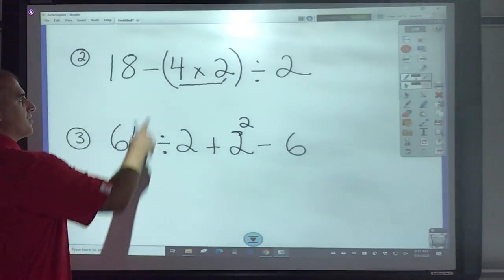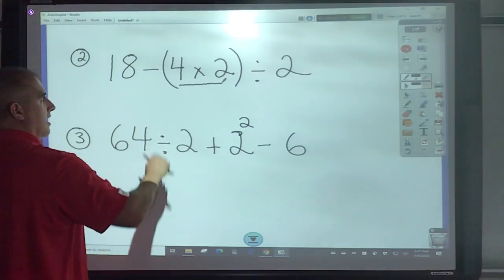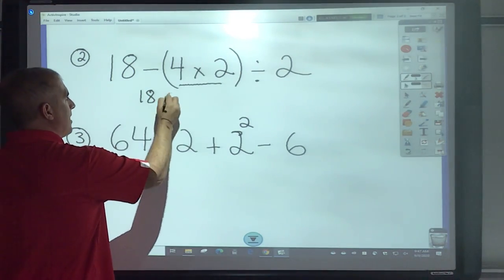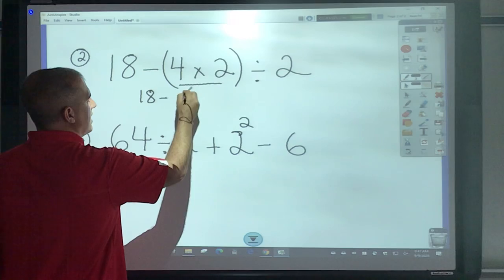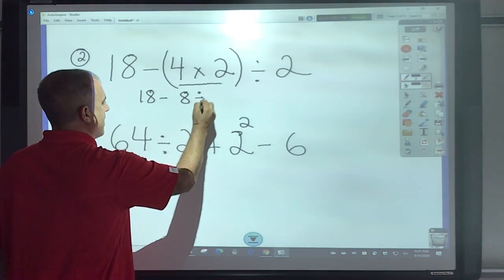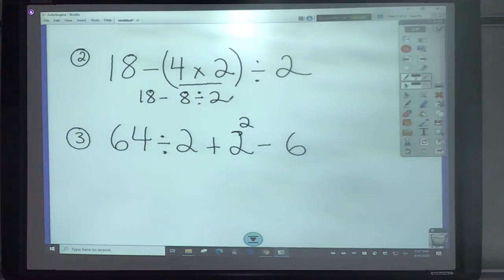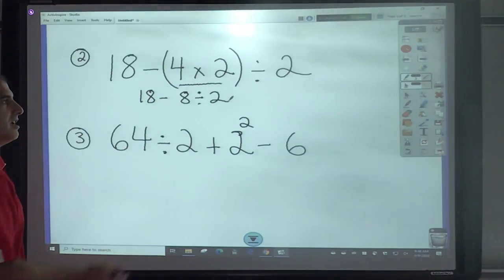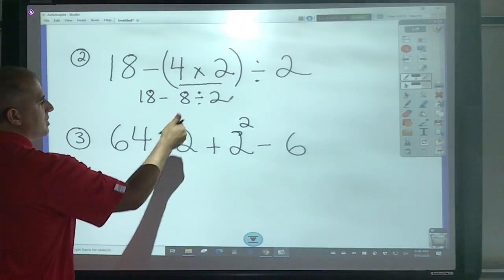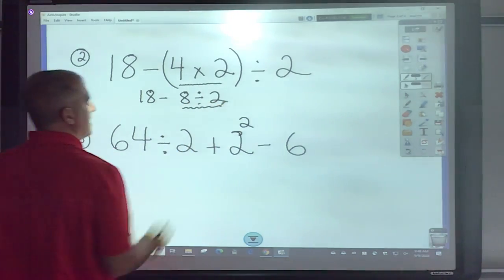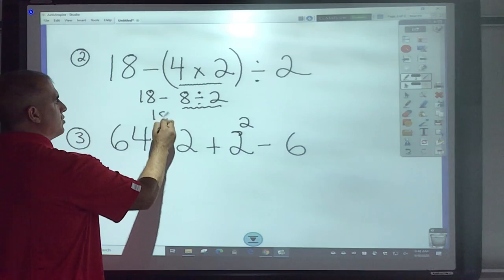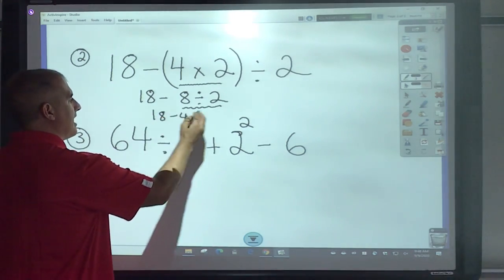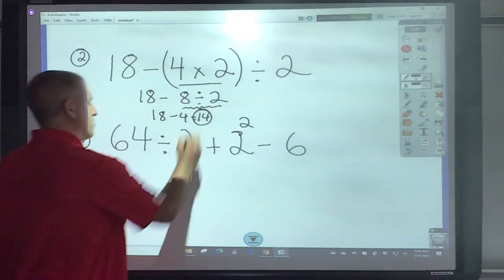What I would do first is I would do this parenthesis here, okay? So what I would have is 18 minus, all right, 4 times 2 is 8, 8 divided by 2. Now, if I'm following order of operations, my choices are subtraction or division. But in PEMDAS, division comes before that, so I would do 8 divided by 2, which would be 4. And now I would do 18 minus 4, which would be 14.